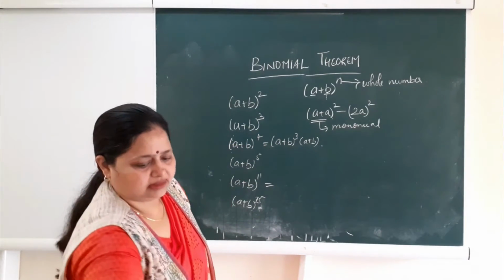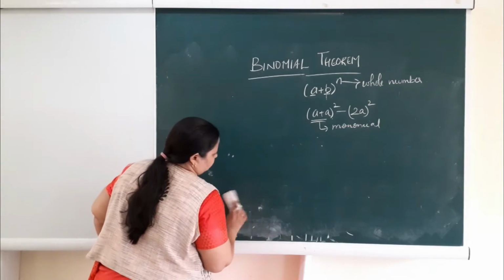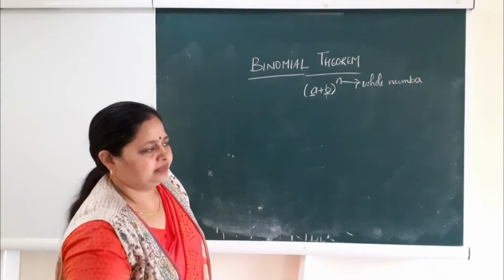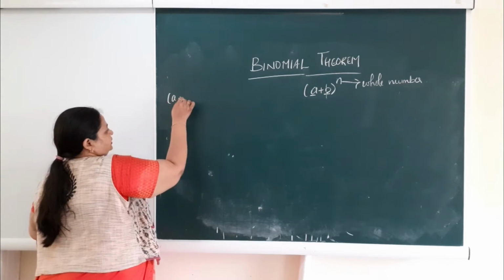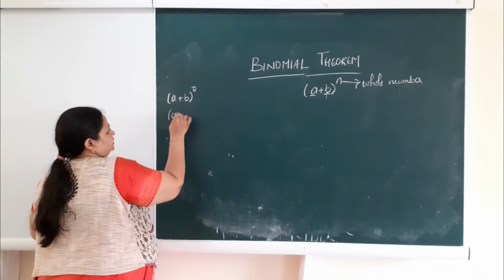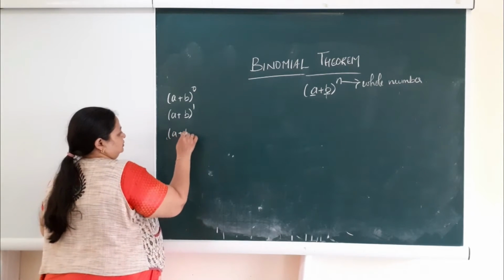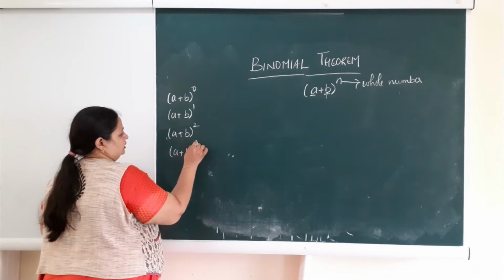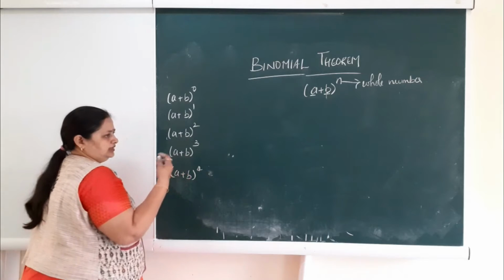Now there are very interesting facts when we do the expansion of these binomial terms. Let's start from here: (a + b) raised to the power 0, (a + b) raised to the power 1, (a + b) raised to the power 2, (a + b) raised to the power 3, (a + b) raised to the power 4. Let's go up to 4.